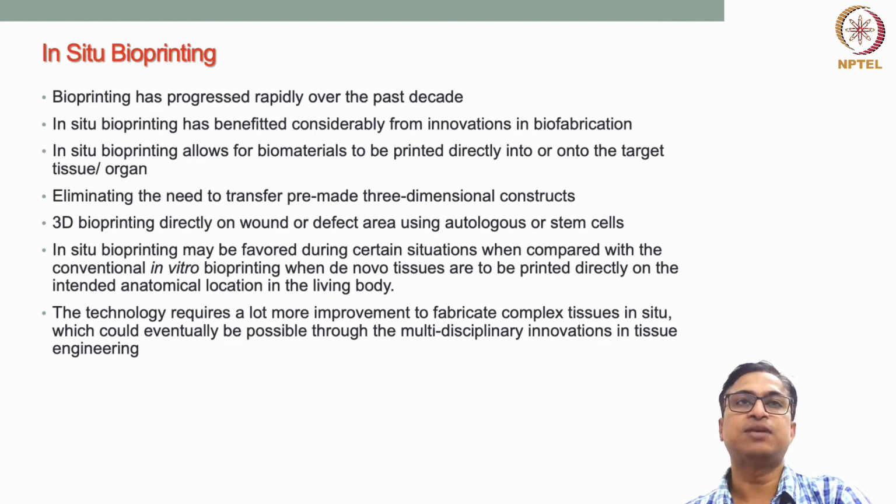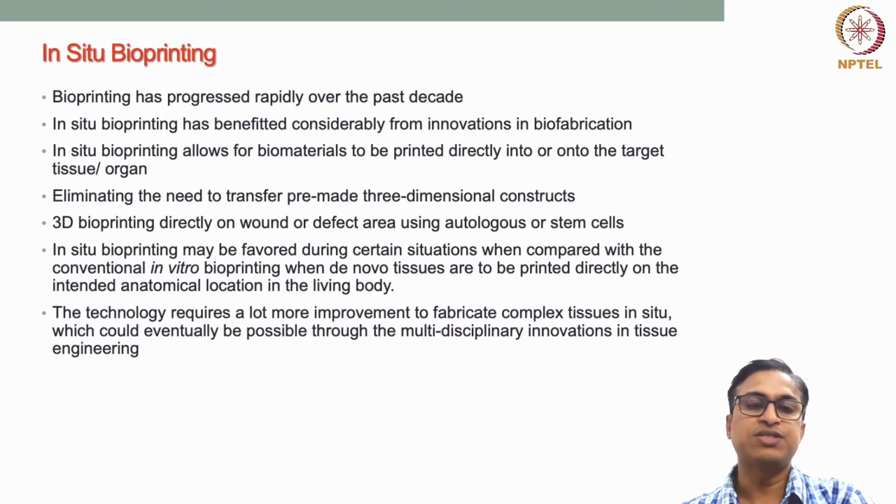Another thing: when we print, we are targeting the patient's wound bed. There we need to employ cells that are either the patient's autologous primary cells or stem cells generated from the same patient, because otherwise there can be immune reaction and associated rejection. So in this case, mostly autologous stem cells or autologous primary cells are used for bioprinting, and that is done directly on the patient's wound bed.